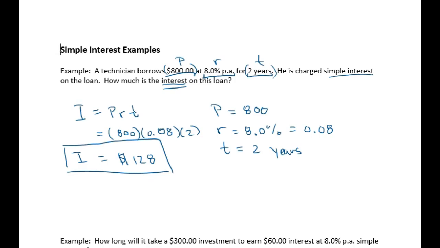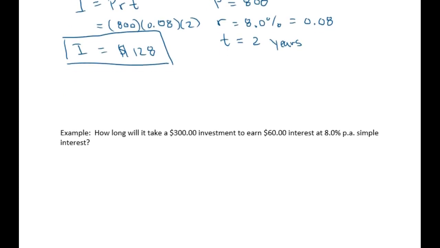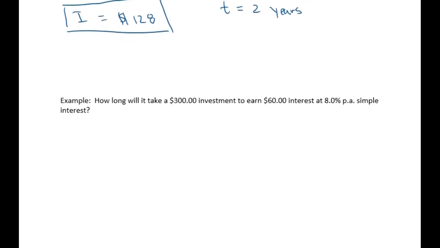So in this one we already knew principal, rate, and time, and we wanted to find interest. But what happens if you want to go the other way? What happens if you know your interest and you'd like to find one of the other three? So let's do an example where we're rearranging our formula.